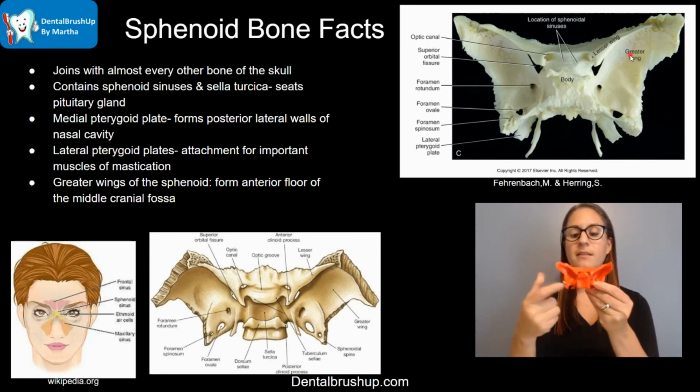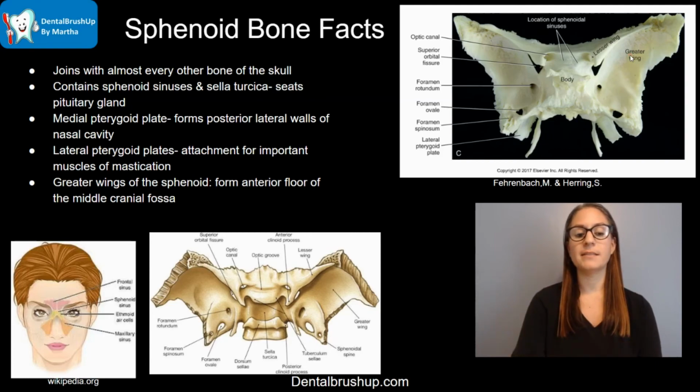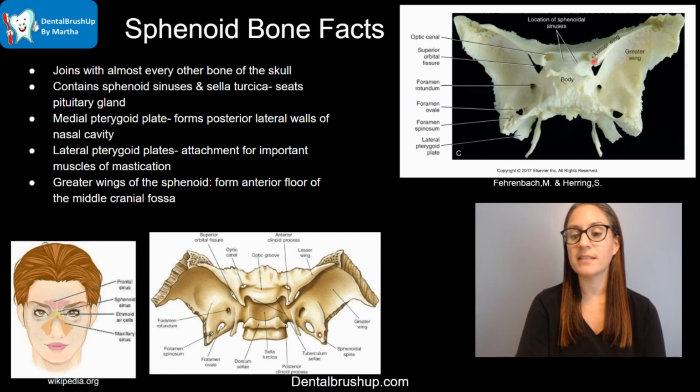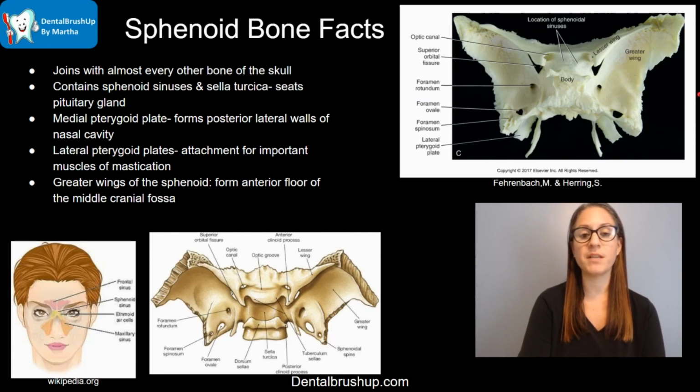So this is what it looks like, the greater wing, right? And this one forms the anterior floor of the middle cranial fossa. Now, you also can see the lesser wing of the sphenoid bone located right here. The body of the sphenoid bone is right down in the center. And you can also see the anatomical location of the optic canal, the superior orbital fissure, the foramen rotundum, the foramen ovale, the foramen spinosum, and these are most of the things that make up the sphenoid bone.